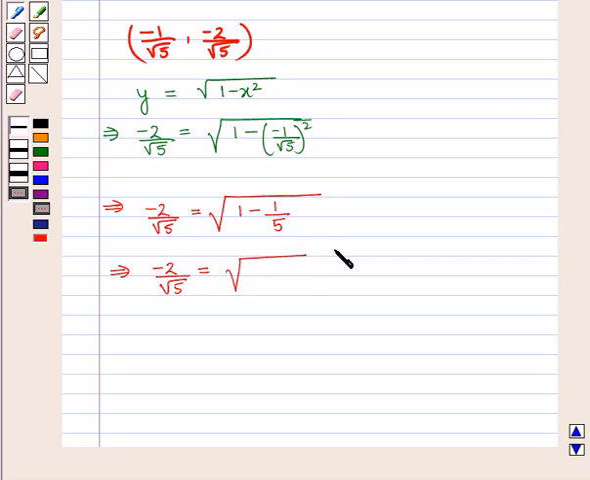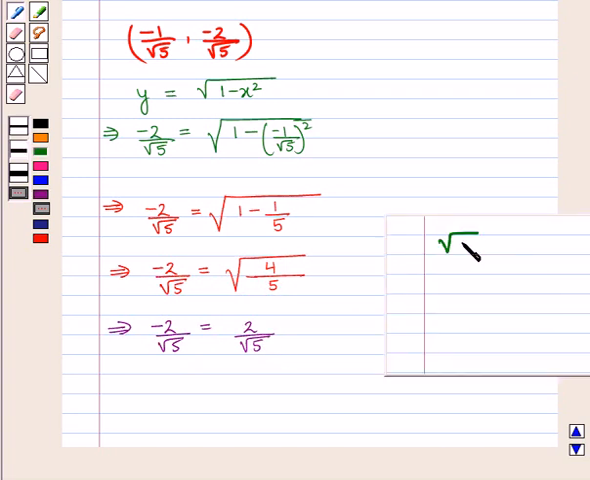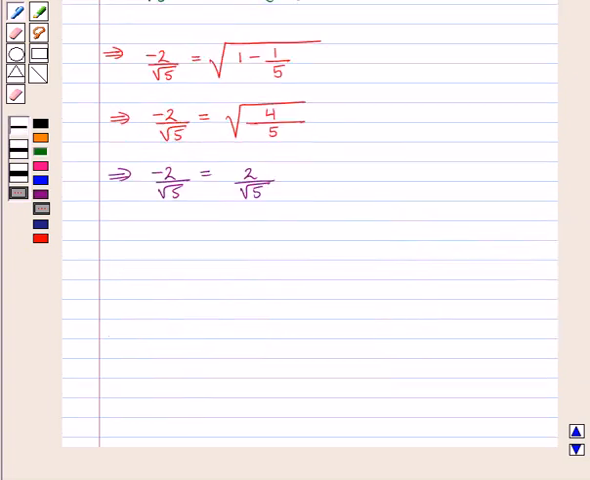to square root of, now taking LCM, we get 5 in the denominator, and in the numerator we have 5 minus 1, that is 4. So we have minus 2 upon square root of 5 is equal to square root of 4 upon 5, which implies that minus 2 upon square root of 5 is equal to 2 upon square root of 5, as square root of 4 is equal to 2. So here we have got minus 2 upon square root of 5 is equal to 2 upon square root of 5, which is not true.